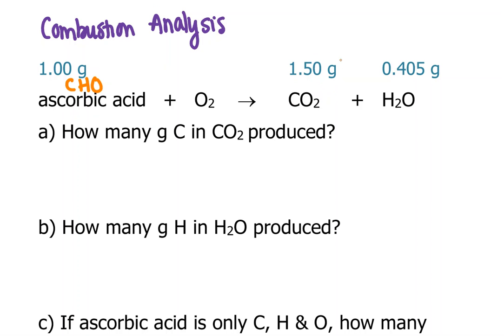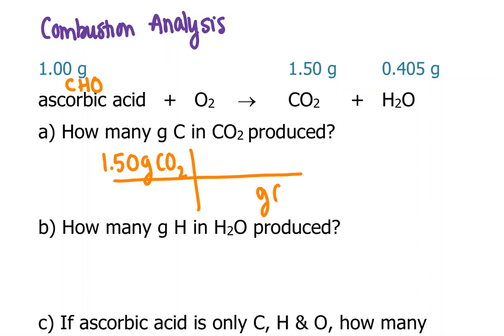So what we can do is take this 1.50 grams of CO2 and figure out what mass of carbon must have been in that. Now, we need to have numbers here. Where are we going to get those numbers? We need the ratio. And what we can use is the molar mass. So let me show you.